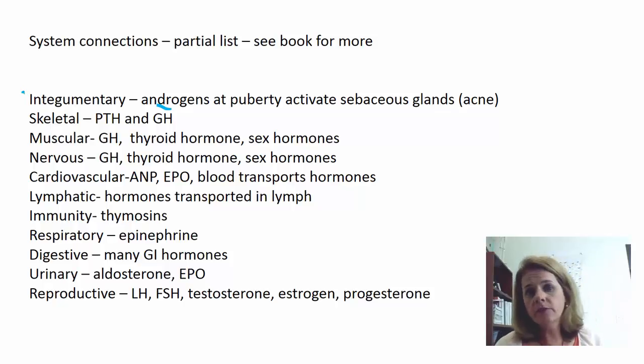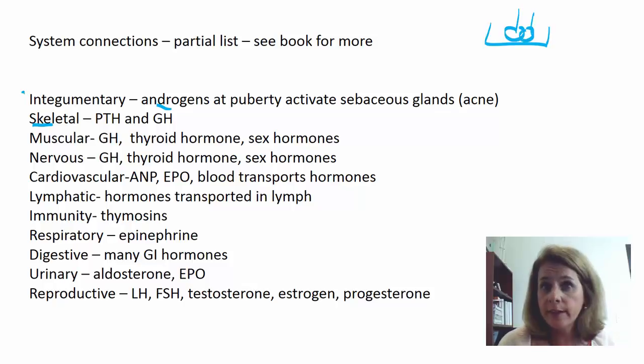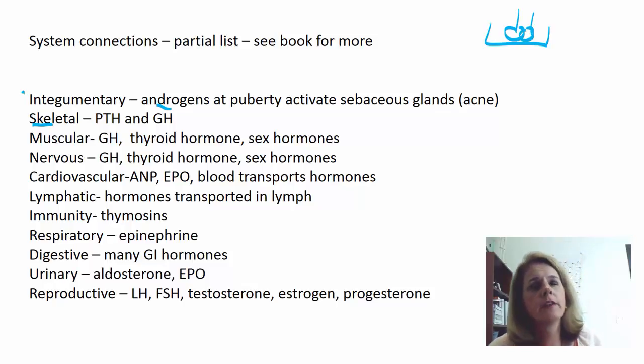Let's see, the skeletal system. What does the endocrine system do for the skeleton? The endocrine system produces parathyroid hormone, which plays a role in calcium balance, and growth hormone, which plays a role in bone growth. What does the skeleton do for the endocrine system? Protection. Think about the sella turcica. Do you remember the sella turcica, up in the skull, a little house for the pituitary gland? So protection. That's just one of the functions.